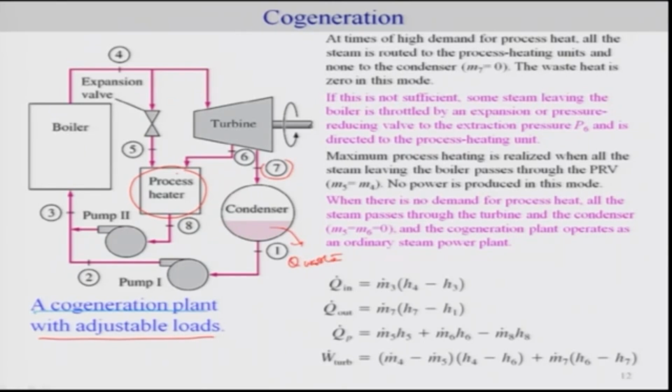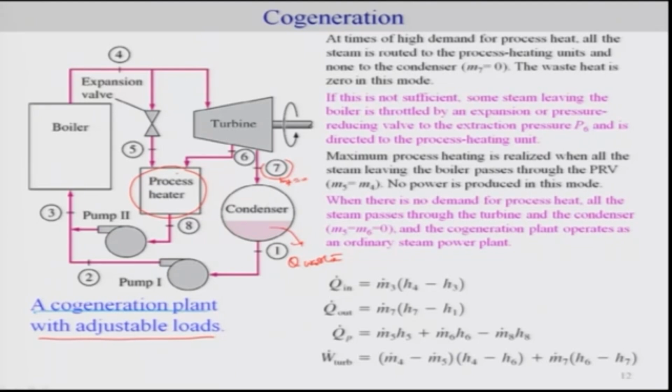So then of course it goes to the pump, which has different pressures at 8 and 1. Now you can clearly see how this can be very useful. For example, at very high demand of process heat, you directly pass this completely to your process heater, which means you make this M7 to be 0.